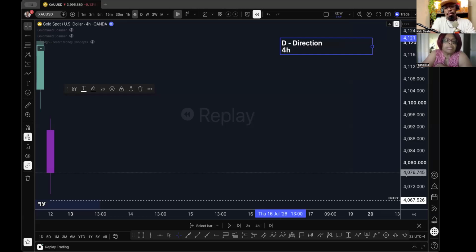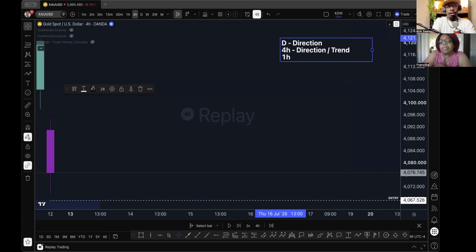The 4 hour, along with the direction, can also do the direction, but it can also give us an idea of the trend, right? Because it has a bit more detail in there. So we could go direction slash trend.